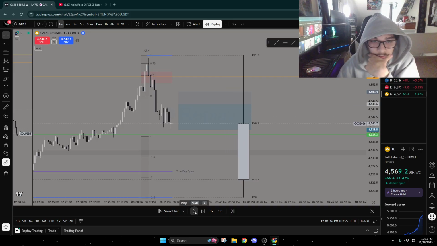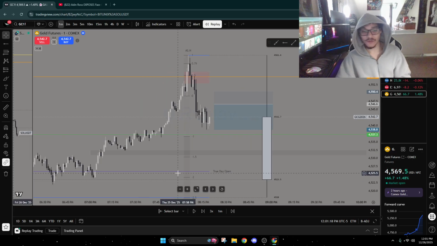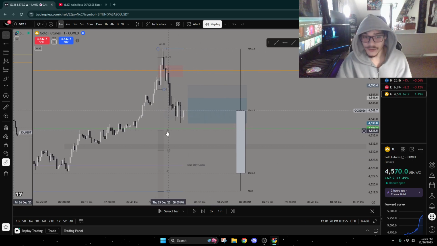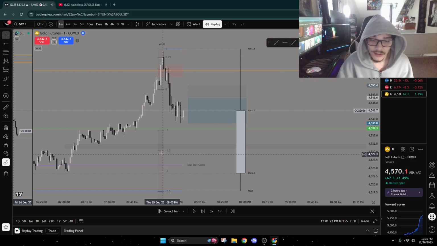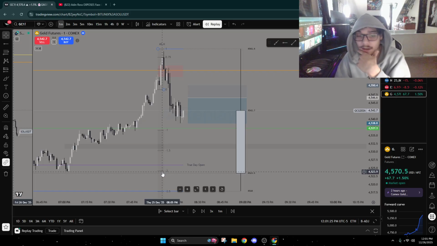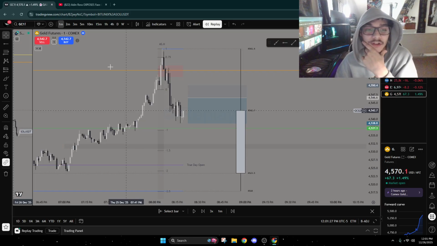We keep playing it out, keep playing it out. I also know we have true day open down here. Also looking at our standard deviation, we have the -1 level, did not get hit yet. We have the -1.5 level and -2 level. None of these got hit. This is the 15-minute gap.